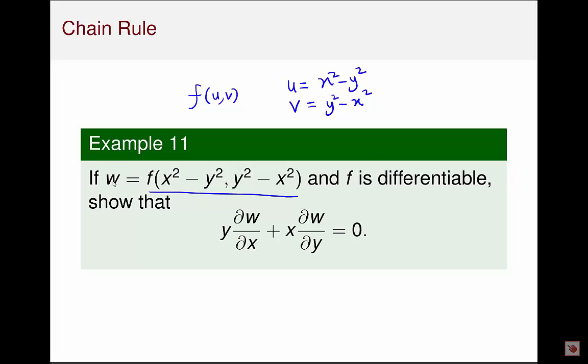In other words, w is a function of intermediate variables u and v, where each of these u and v are functions of x and y. Okay, right, we're going to apply the chain rule to verify the following equation. So let's first look at the tree diagram for this function.